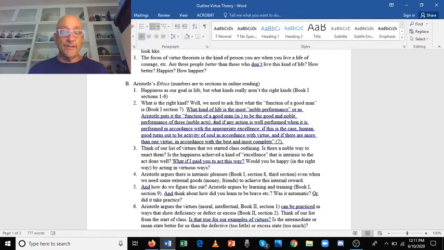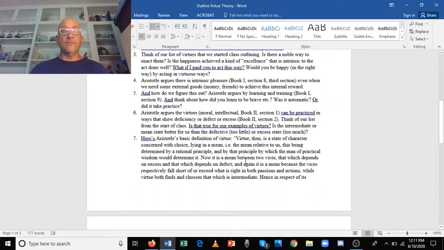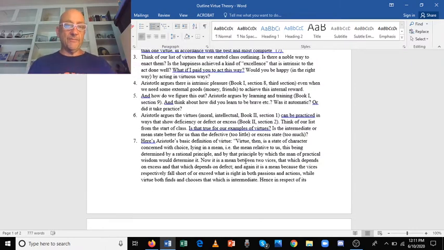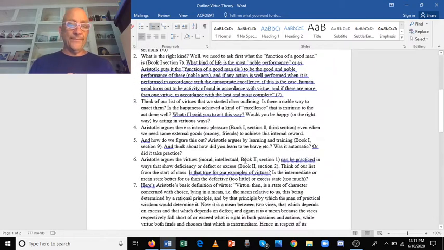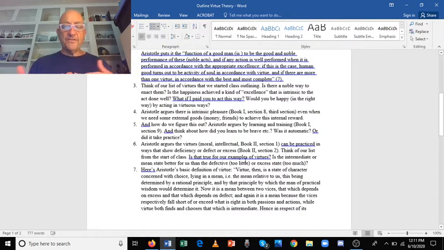So I'm on B6 here now in your outline. Aristotle is going to argue there are different kinds of virtues. There are moral virtues, which we're concerned about here. There are also intellectual virtues, right? Maybe wisdom being one of them. He's going to argue that you can practice them in ways that show deficiency or excess, and that's book 2, section 2. And think of our list.